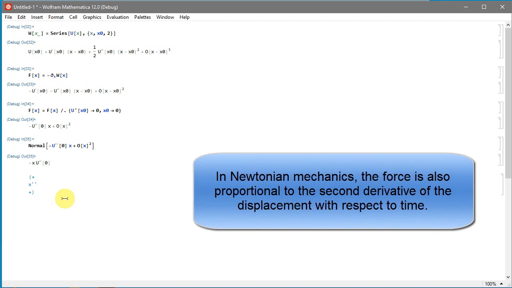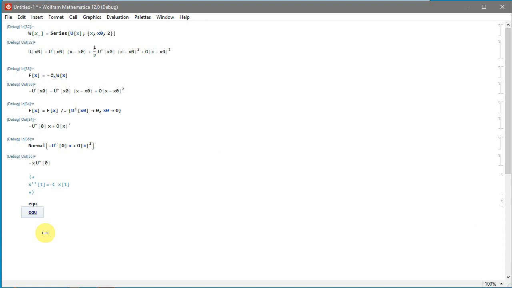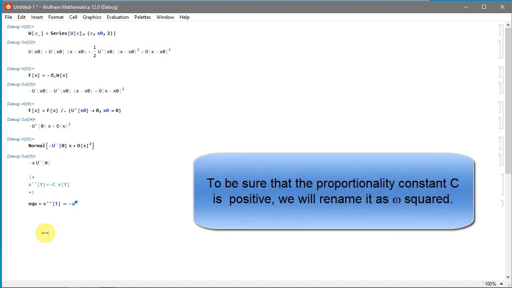In Newtonian mechanics, the force is also proportional to the second derivative of the displacement with respect to time. So we may equate these two forms using a positive proportionality constant c. To be sure that the proportionality constant c is positive, we will rename it as omega squared.